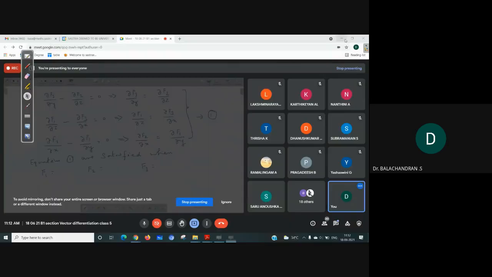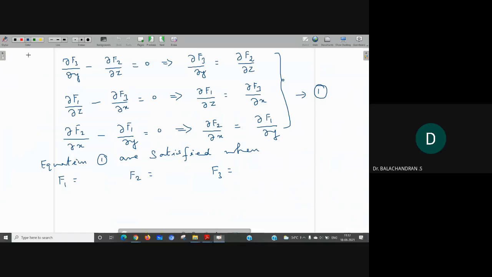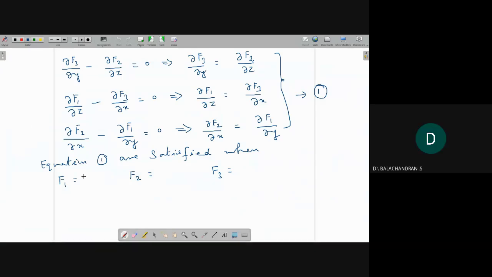Yes, please tell. Dou phi by dou x will be f1. Okay, very good, continue. And f2 is dou phi by dou y. Very good. F3 is dou phi by dou z. Very good, Saru Anushka, good try. Keep it up. Your answer is correct: f1 is dou phi by dou x, f2 is dou phi by dou y.